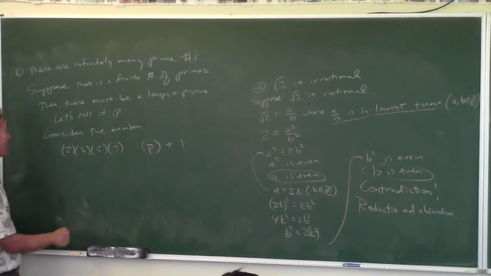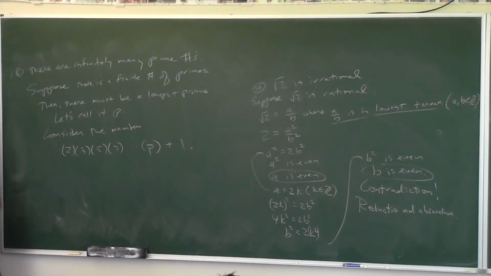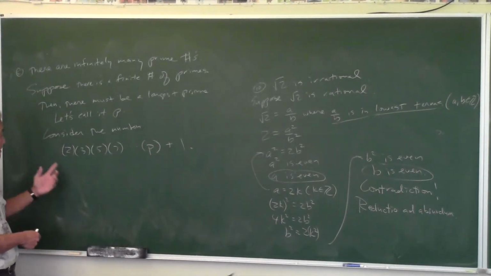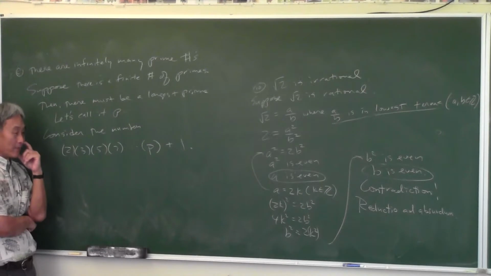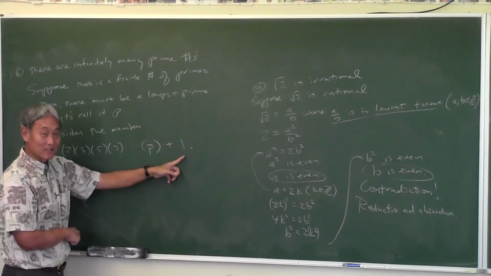Now, consider this number. What can you say about this number? Well, we've got to go through the steps. Is this number divisible by 2? No, because if you divide it by 2, you're going to get 1 left over, so it's not divisible. Is this number divisible by 3? No, because when you divide it by 3, you get 1 left over. See, this plus 1, that's all.